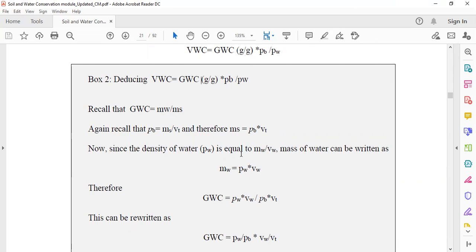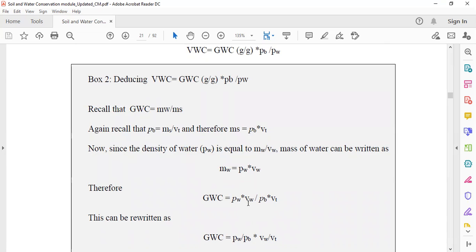So yes, mass is equal to density times volume. If we replace it, we get the density of water times the volume of water, divided by the bulk density of the soil multiplied by the total volume. So it's going to become like this.